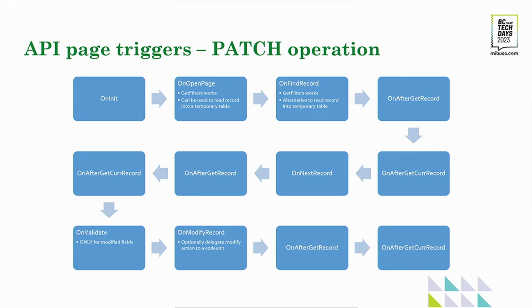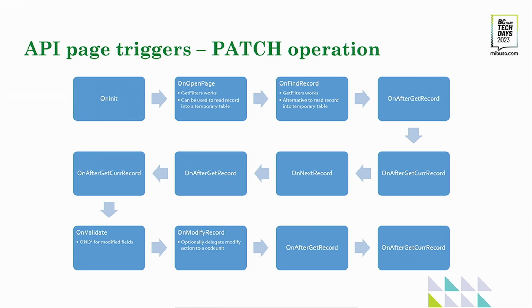And then after onNextRecord, you get again the onAfterGetRecord and onAfterGetCurrRecord for the second time. So if you have some code in the onAfterGetRecord that is doing some heavy calculation, it's going to be executed twice already at this point. Then we get the validate for the fields, but now something strange happens.